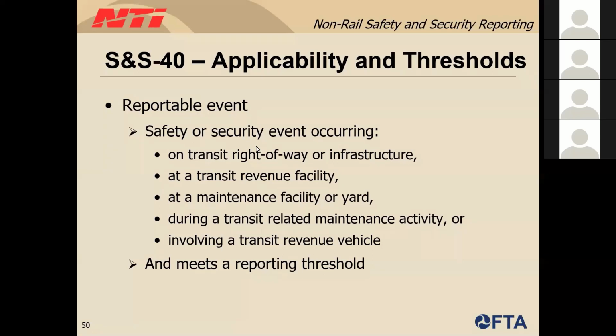All right. For major event reporting, applicability is the same as for the SNS 50, but let's review this again. A reportable event is a safety or security event that occurs on transit right-of-way or infrastructure, at a transit revenue facility, at a maintenance facility or yard, during a transit-related maintenance activity, or involving a transit revenue vehicle, and meets a reporting threshold.